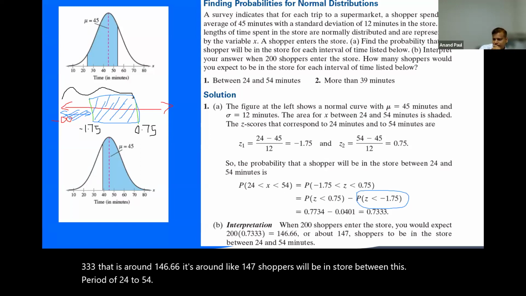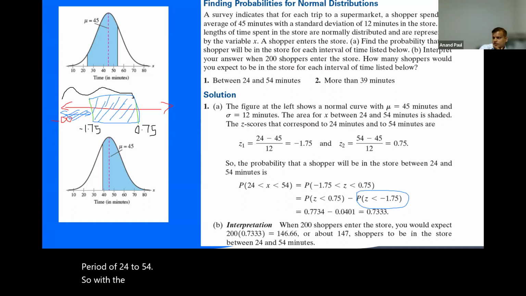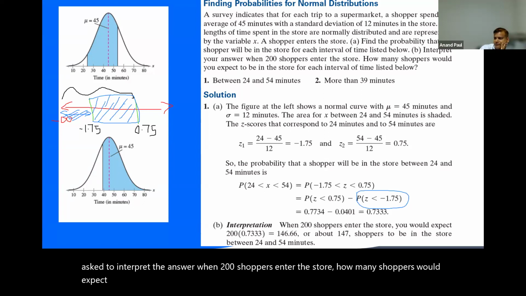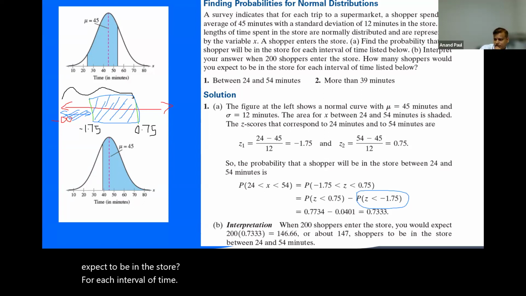With the same thought, we can try to solve the second question, which asks us to interpret the answer when 200 shoppers enter the store. How many shoppers would we expect to be in the store for each interval of time listed below, which is between 24 to 54 and more than, say, 39 minutes. So let's try to figure out this one.